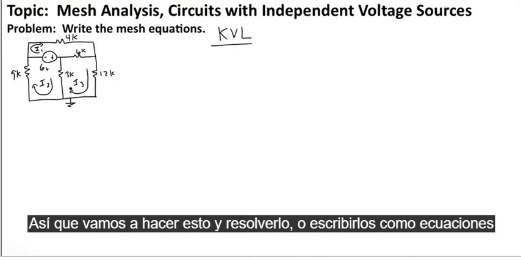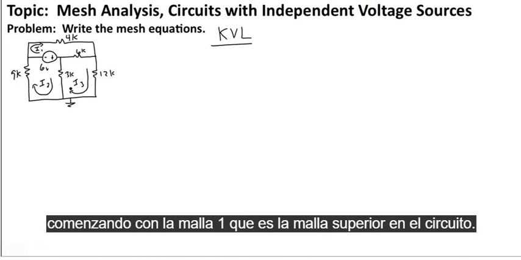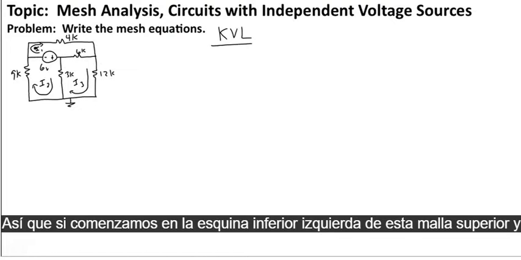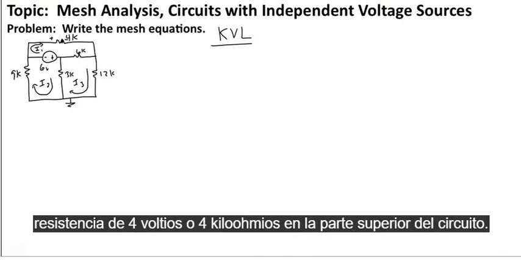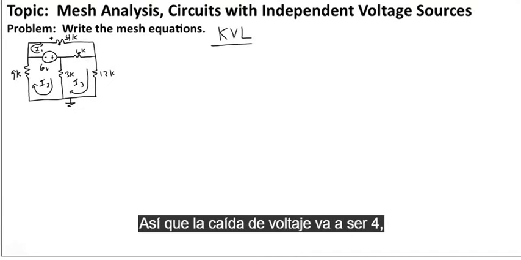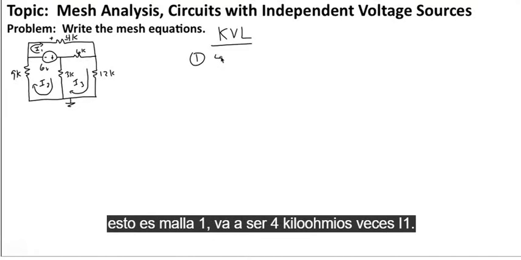So let's write the mesh equations, starting with mesh 1, which is the top mesh in the circuit. If we start at the lower left-hand corner of this top mesh and proceed around in a clockwise fashion, we first encounter the 4 kilo ohm resistor at the top of the circuit. So the voltage drop there is going to be 4 kilo ohms times I1.